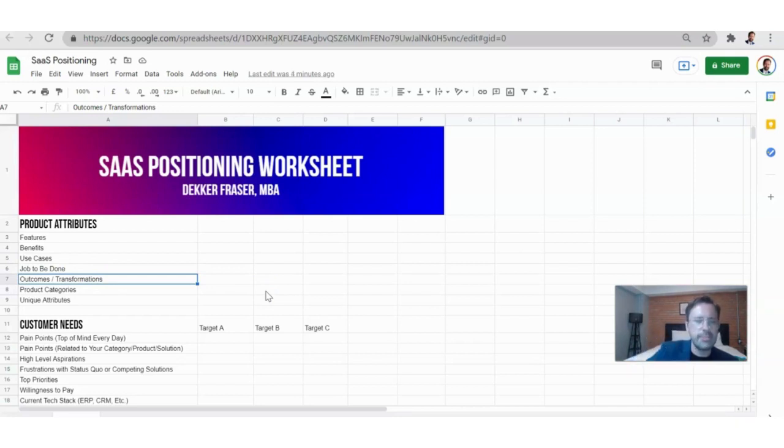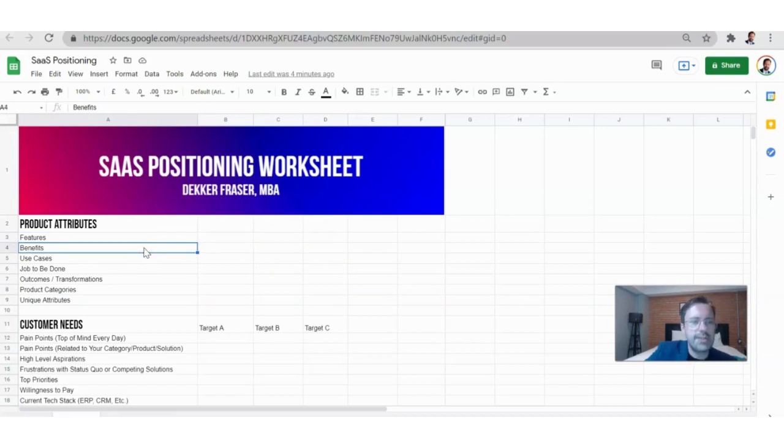And sometimes it helps if you think of it as a job to be done instead of a use case, or if you think of it as perhaps a unique attribute instead of a point of difference feature. So just start writing notes here. If there's redundancy, if things are repeated in different categories, that's fine. Okay, so starting, just list out the different features that you have.